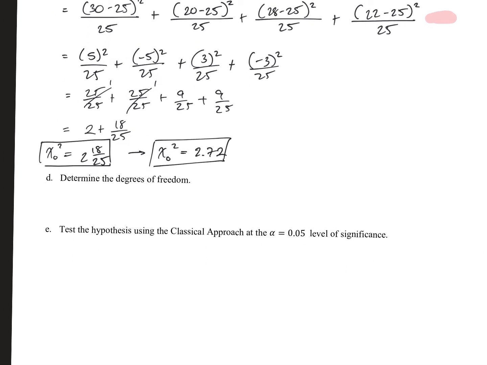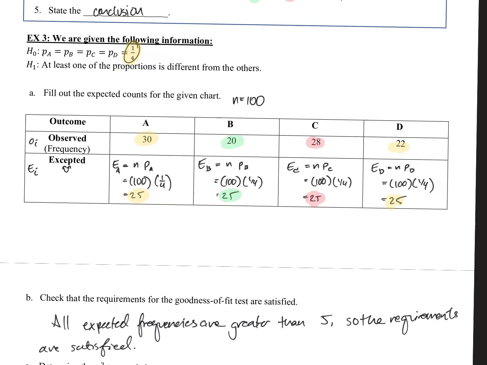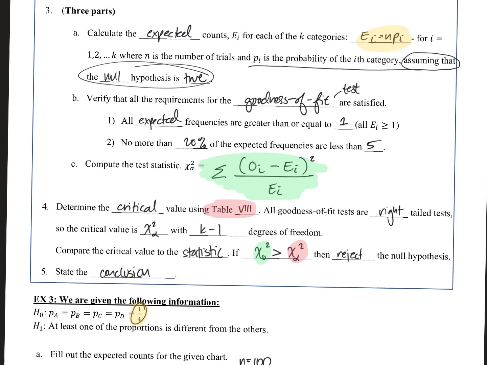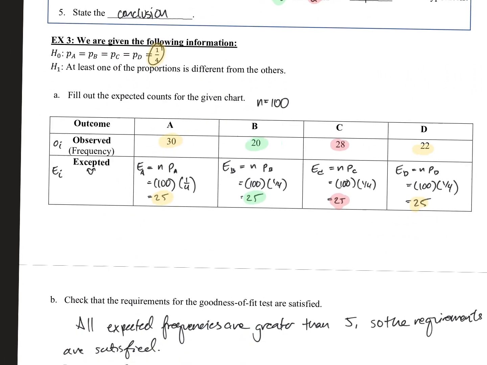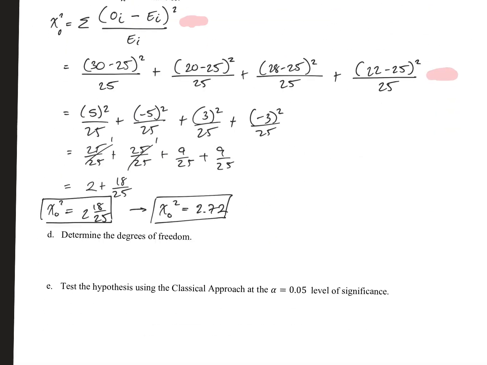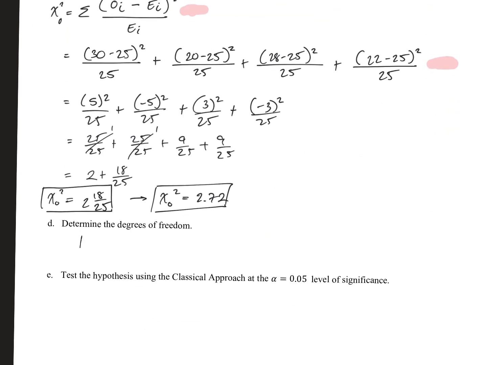So now we need to determine the degrees of freedom. Well, what do the degrees of freedom come from? Let's go ahead and check our table here. Degrees of freedom are k minus 1, where k is the number of categories. Okay, so how many categories do we have? We have 1, 2, 3, 4 categories. So we're going to be looking for k minus 1, which is going to equal 4 minus 1. So that means we have 3 degrees of freedom. And you can go ahead and abbreviate with df. So we have 3 degrees of freedom.